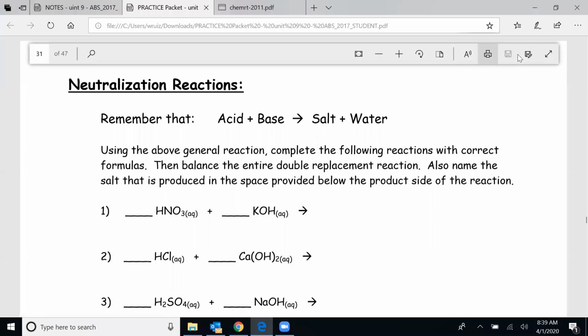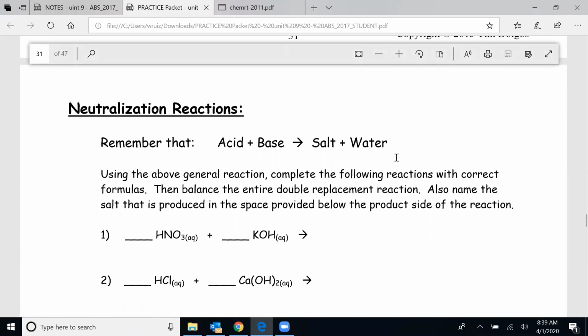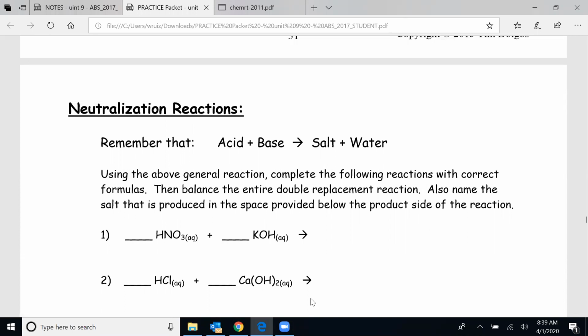All right, so neutralization reactions. Remember that acid plus base will make a salt and a water. Acids, we know, are going to start with hydrogen with a positive charge, and bases will end in hydroxide ions with a negative charge. Hence, that's where we get our H2O for the water.